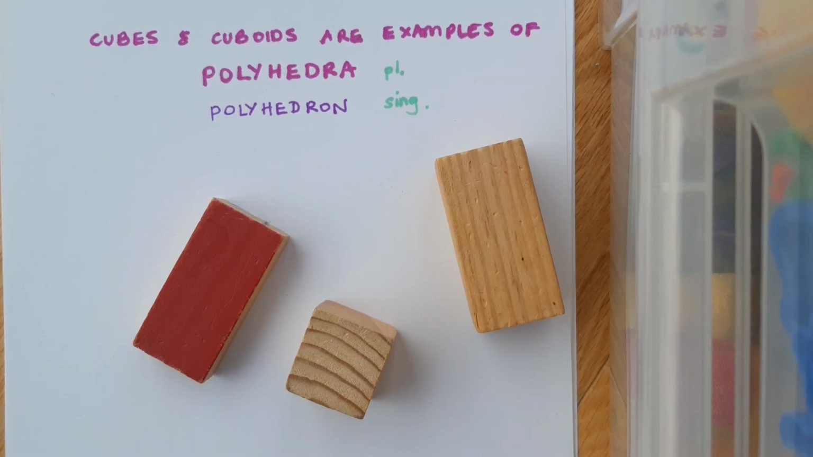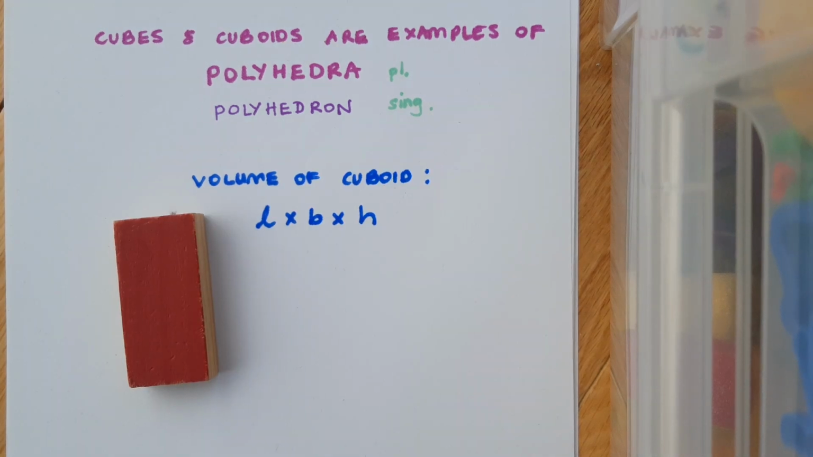On the other hand, these are all polyhedra. They're all 3D shapes with flat surfaces. And they are two cuboids and a cube. And we're going to look now at finding their volume, and then we'll move on to surface area. So we'll start by finding the volume of this cuboid.